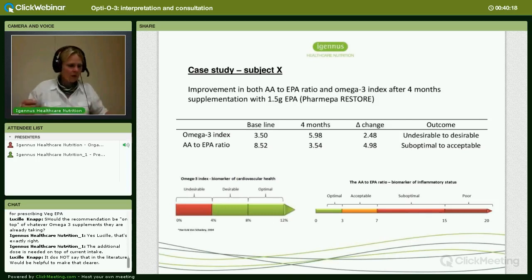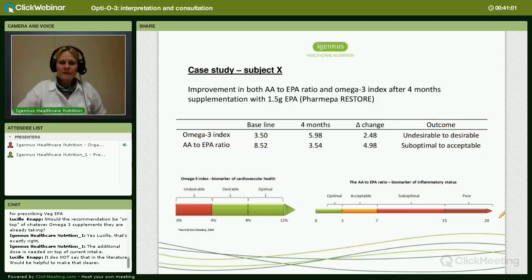And just to throw a little case study in at the end, this is an example of a 4-month intervention using pure EPA at a dose of 1.5 grams. This was based on an individual's baseline level of 3.5 for the omega-3 index, 8.52 for the AA to EPA ratio. So we can see that the omega-3 index starting point was undesirable. AA to EPA ratio was suboptimal, so quite high, omega-3 index quite low. And based on this individual's body weight, the dose was 1.5 grams.